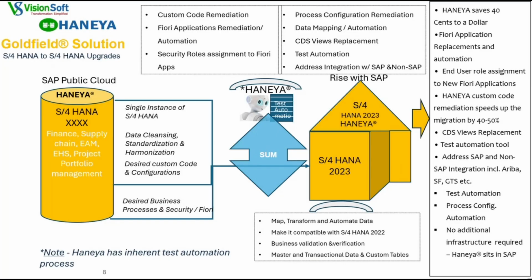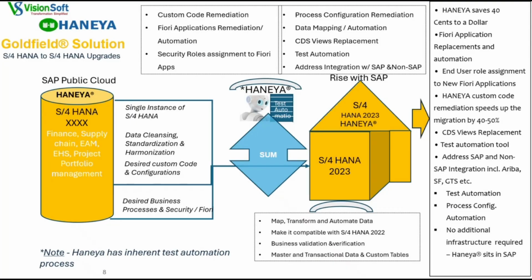What is so unique about the Goldfield solution is that it has the capability for clients who are on the public cloud, if they've grown and scaled up, to take them to RISE with SAP, which is a much broader and scalable application. Or there are clients on RISE with SAP who do not need all the functionalities, all the bells and whistles. Haneya can help them take it to the public cloud. As well, there are clients that are asking for lower versions of SAP S/4HANA. They would like to migrate and upgrade to the latest version, 2023 or 2025. It does that migration as well.